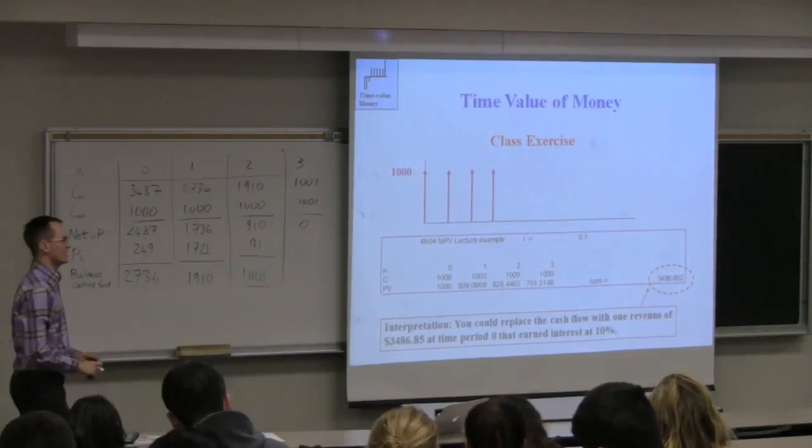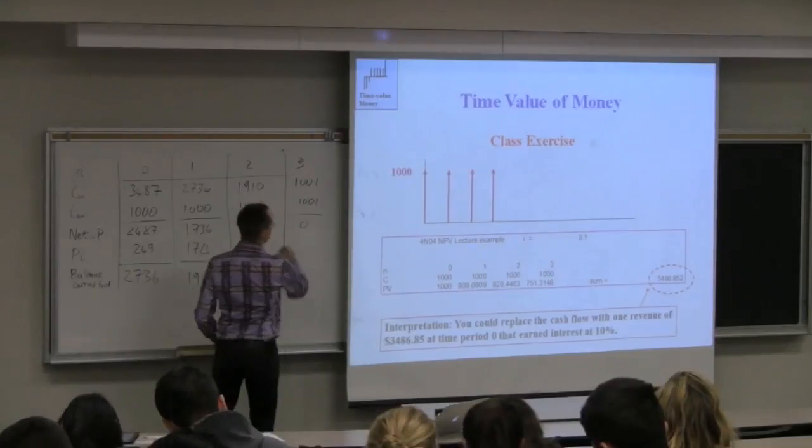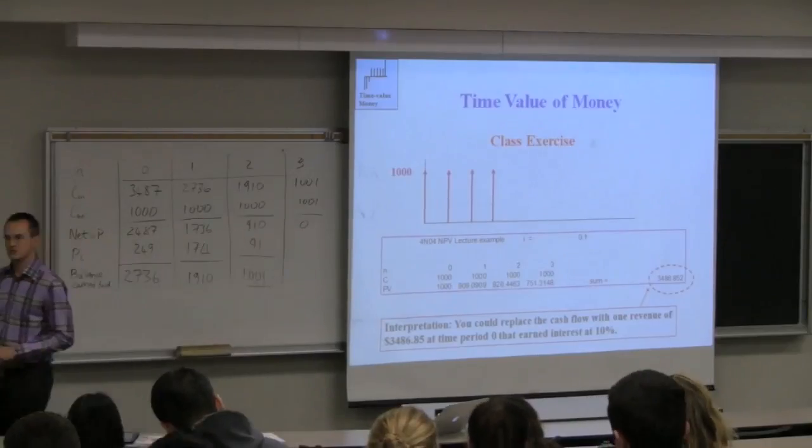So that extra $1 comes from a rounding error. I'm not working with the cents. But if you work with all the decimal places, this will come out to exactly $1,000. So that's the correct interpretation.